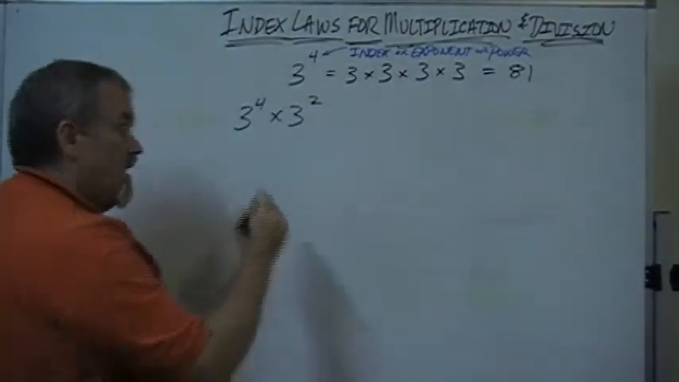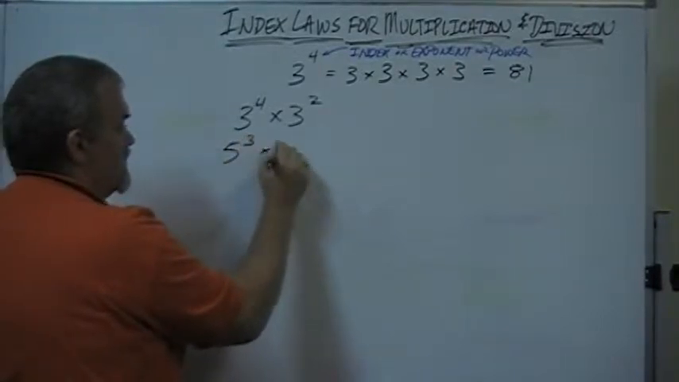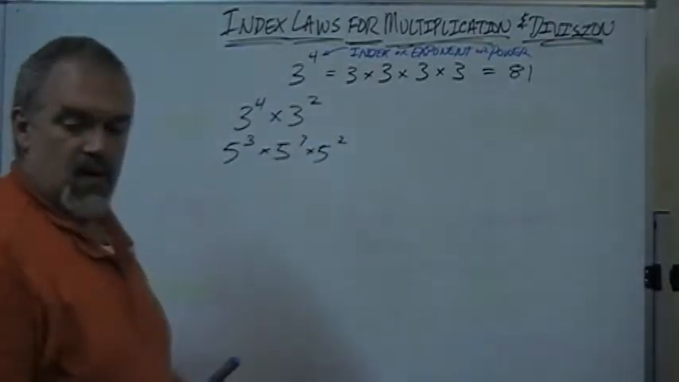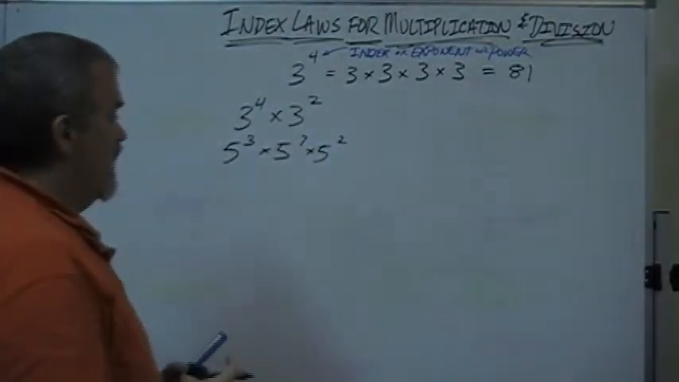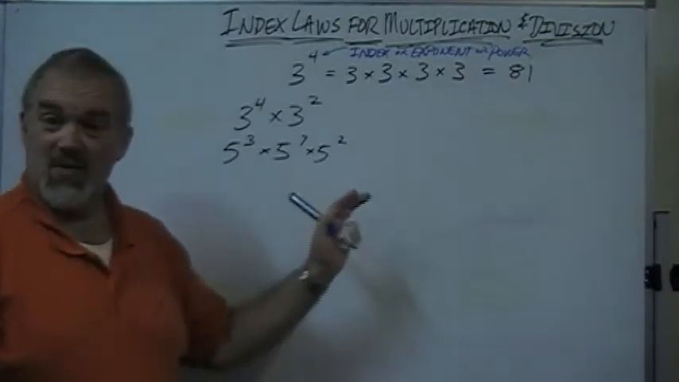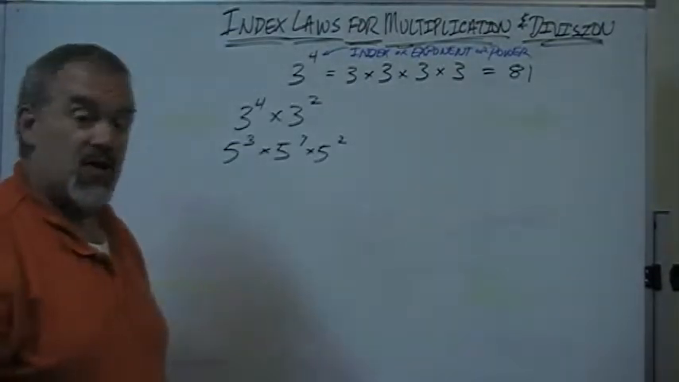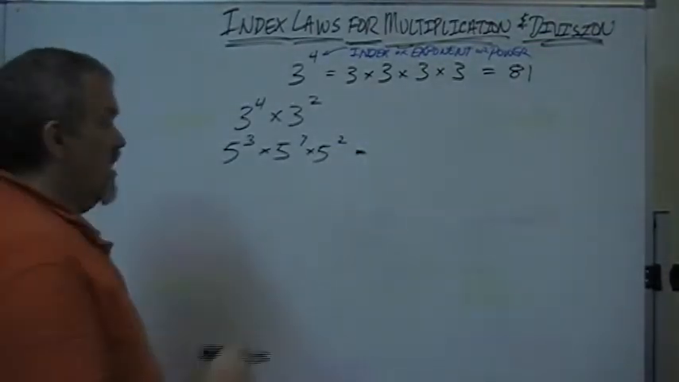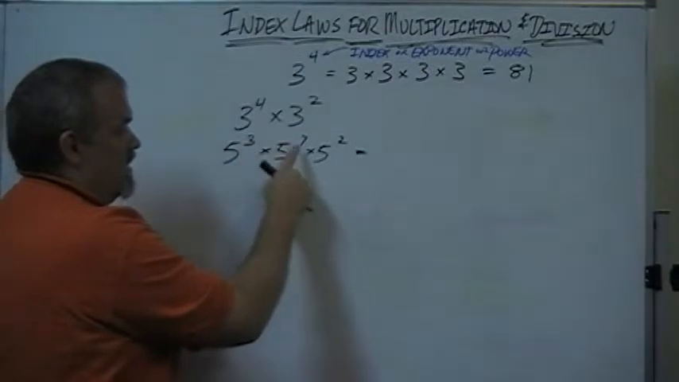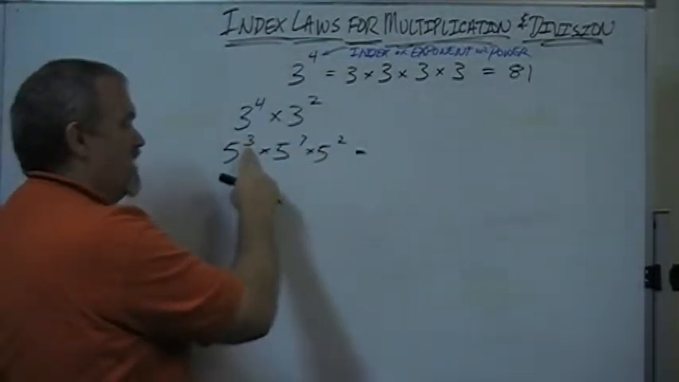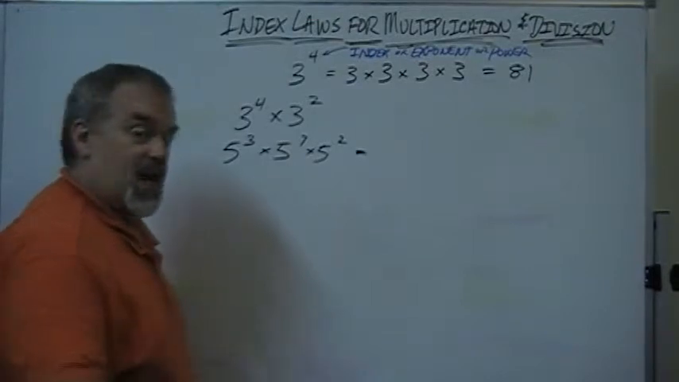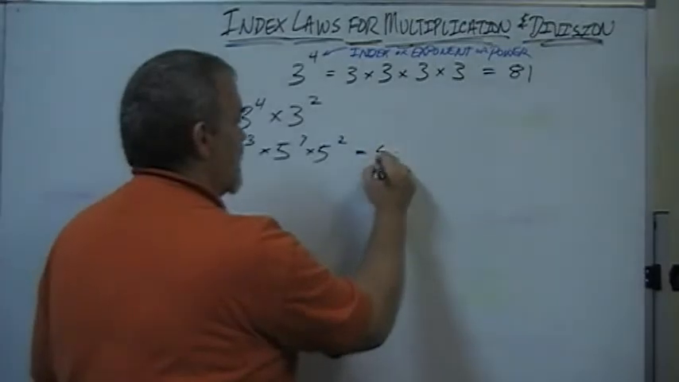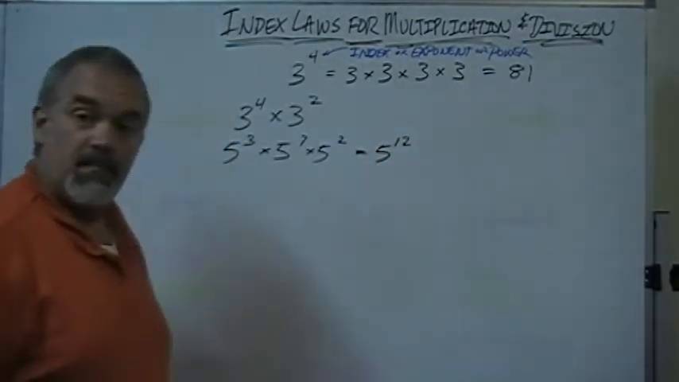Let's say that I had 5 to the 3rd times 5 to the 7th times 5 squared. Now, if I wanted to figure out what the actual answer was, to evaluate that, that would be much more difficult. But all I want to do is write this in simplified index notation. I add 3 and 7, which is 10, that's right. And I add 2 to that, and that is 12, exactly. 5 to the 12th. And I'm done.